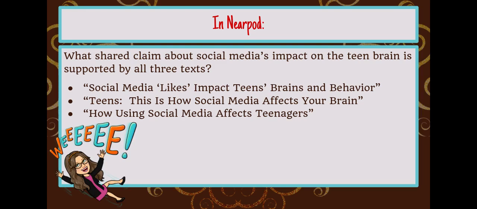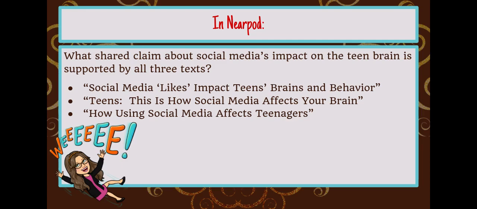Now you will compare and connect ideas across Social Media Likes Impact Teens' Brains and Behavior, Teens, This is How Social Media Affects Your Brain, and How Using Social Media Affects Teenagers by developing a response to the text-specific question. You will support your response with evidence from the text. Then, after a brief discussion, you will share your response in Nearpod.